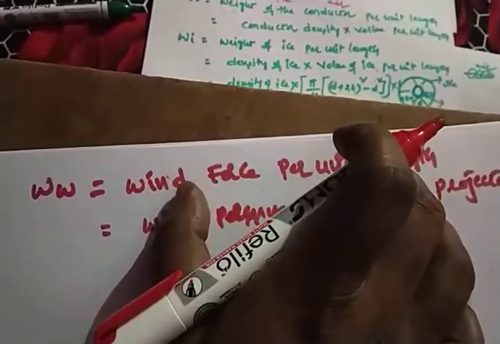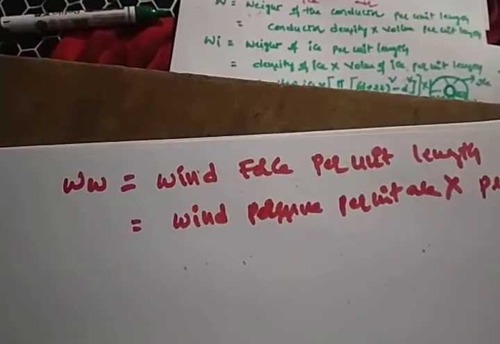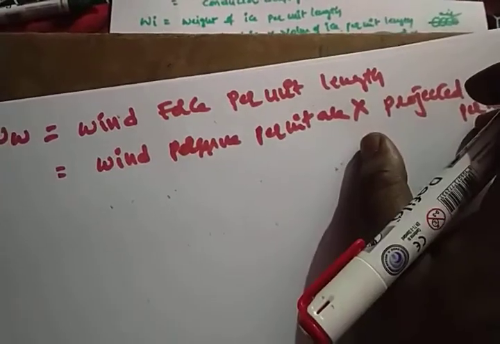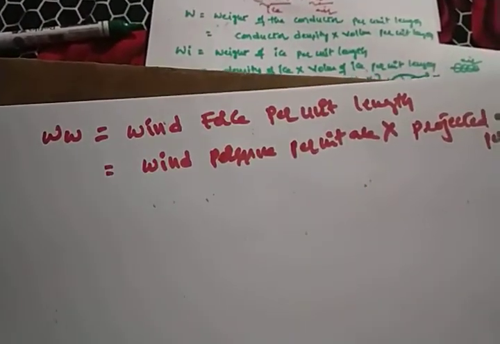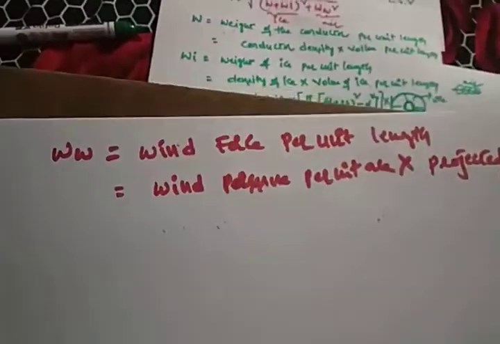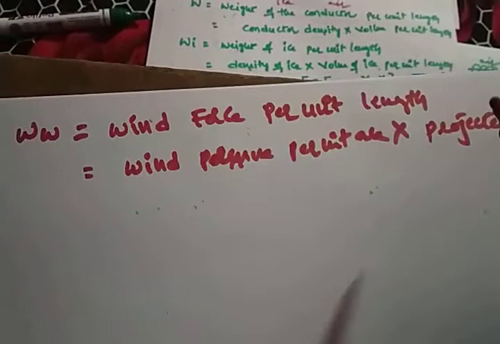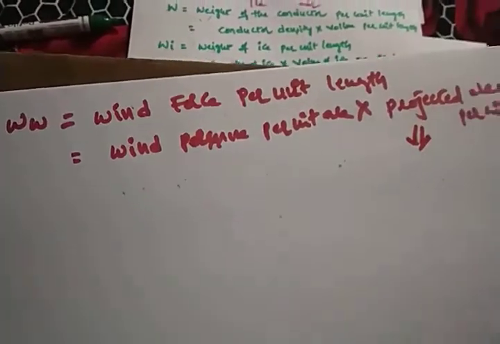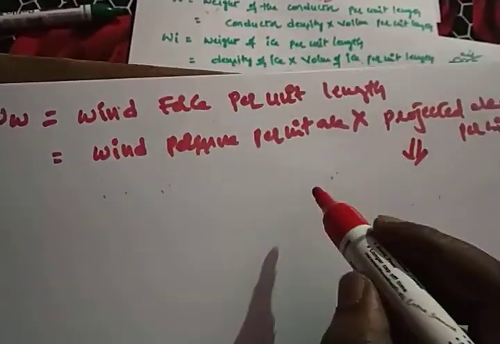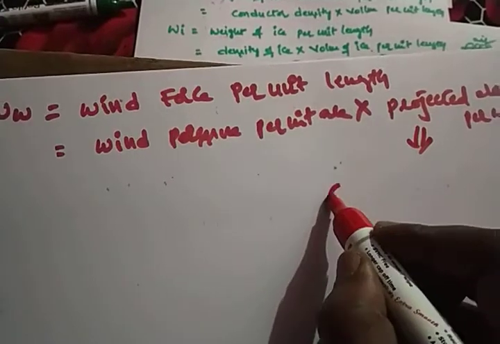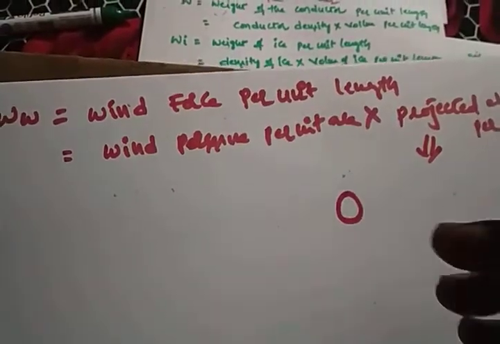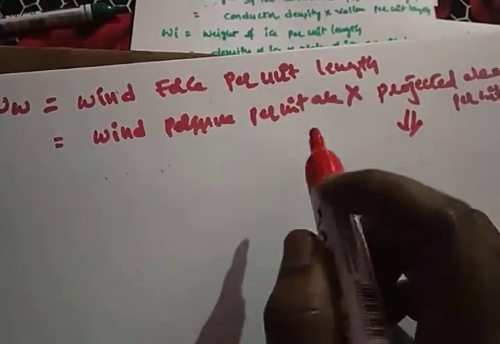If the wind force is directly given, no problem. But they will give the wind pressure and the projected area, so you have to calculate the wind weight. What is the projected area? How can you calculate the projected area? This is very, very important. This is the cross sectional area of the conductor that you are seeing.